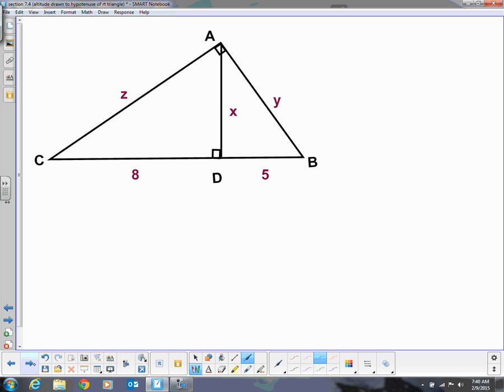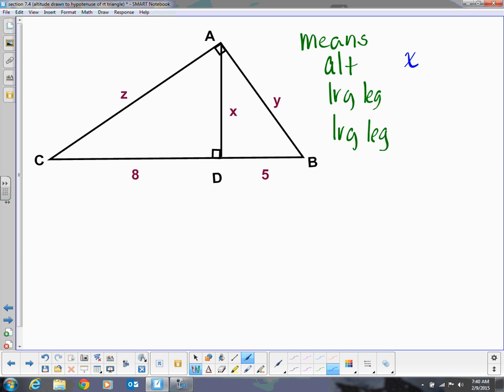All right, if we look at this problem, the first thing I want you to identify: who are the means? What's the easiest one to identify? Altitude, large leg, large leg. Which one's the altitude? AB, which is x, correct? What's one large leg? CZ. What's the other large leg? Y. So that's identifying the means.